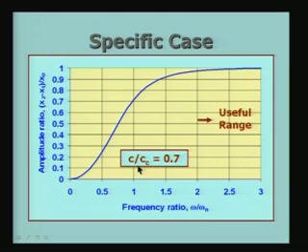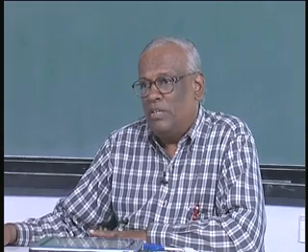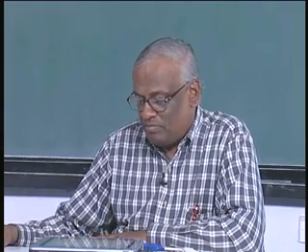If you take a look at a particular case with C by Cc equal to 0.7, the damping ratio equal to 0.7, you see that the amplitude ratio, if omega by omega n is greater than about 2, is very close to 1. So, we say that any value of omega by omega n greater than 2 is a useful range for measurement of the amplitude of the vibration. So, this is for the measurement of the amplitude of the vibration.